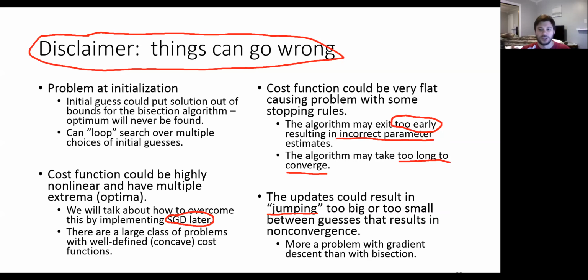At every iteration, we're going to use some information about the slope of the cost function to update our guess, to improve that guess, and then check some stopping rule criteria at every iteration until we think we are sufficiently close to the proper parameter estimates.